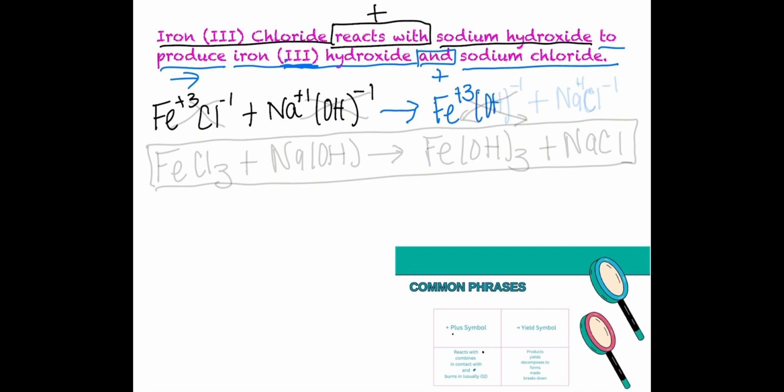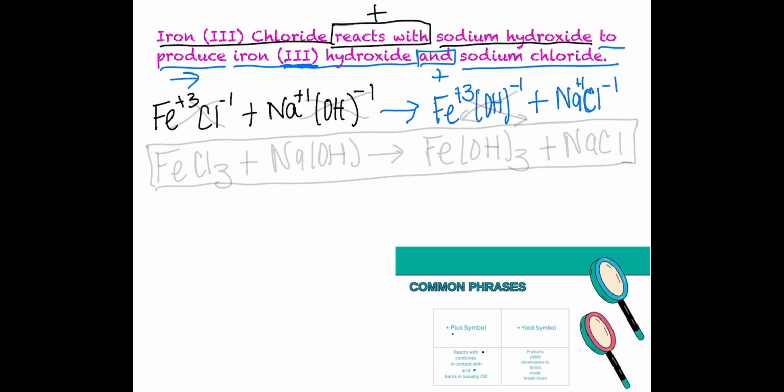And then I have hydroxide, OH with a -1 oxidation number. I see the common phrase "and," so I'm going to write the plus symbol. And then I have Na +1, Cl -1. Now, here is how I teach my students so that you can see what is going on.